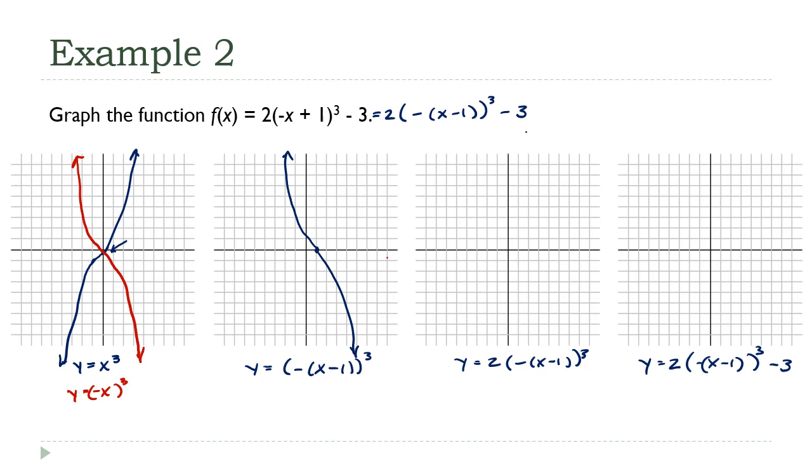Then I'm going to do the dilation. That stretches the graph. It's going to make it go up and down faster. It's going to stay here at this point because 2 times 0 is still 0. And then it's going to go up fast and down fast. And then finally, this -3 is a shift 3 units down. So I'm going to focus on that same point again, push it down 3 units. And then we've still got this rapidly changing graph.